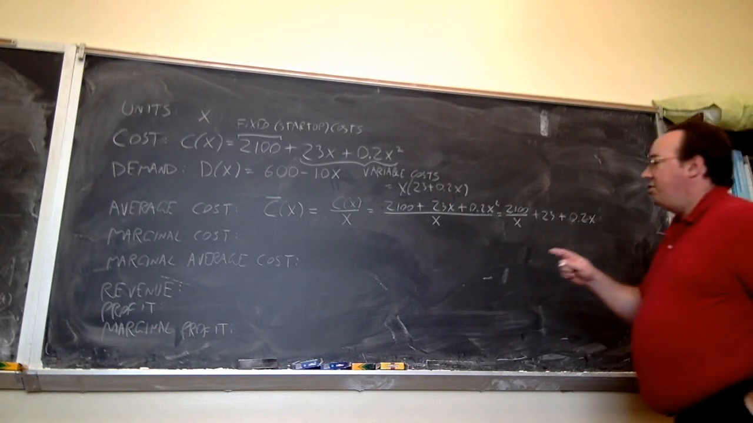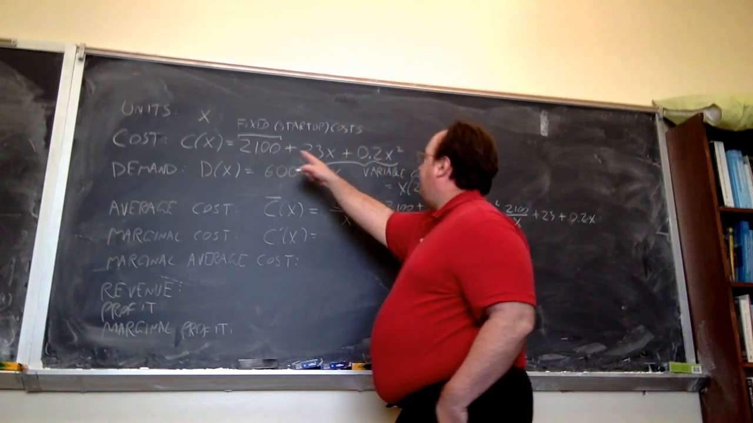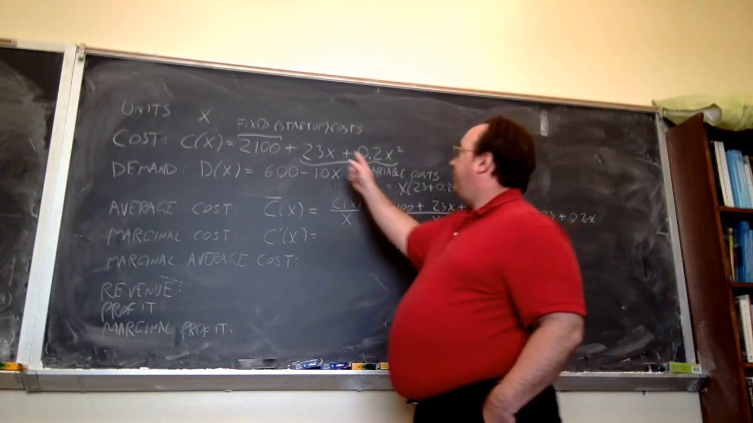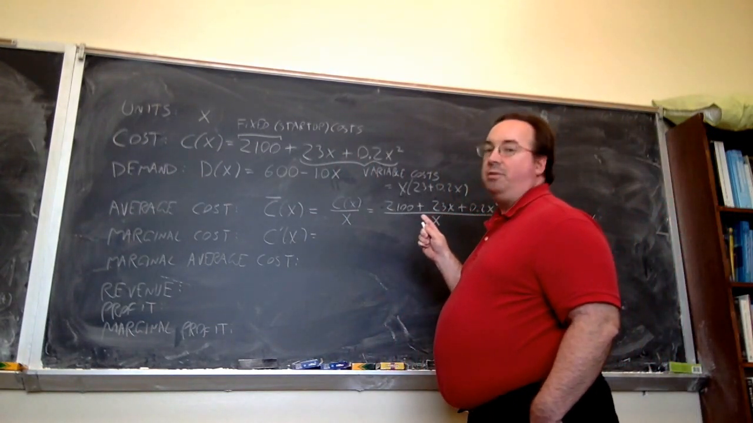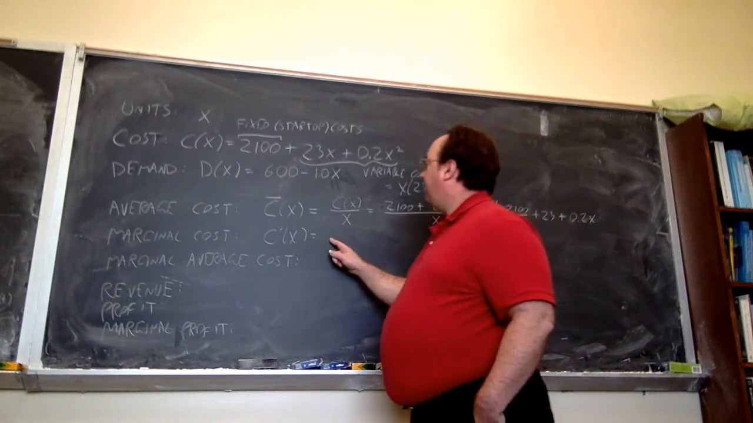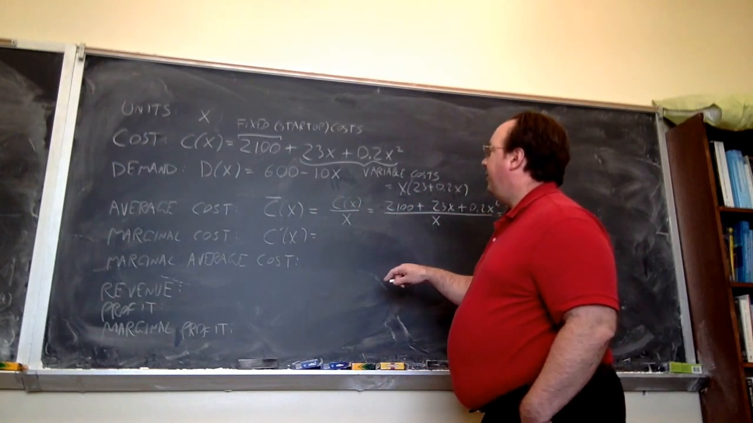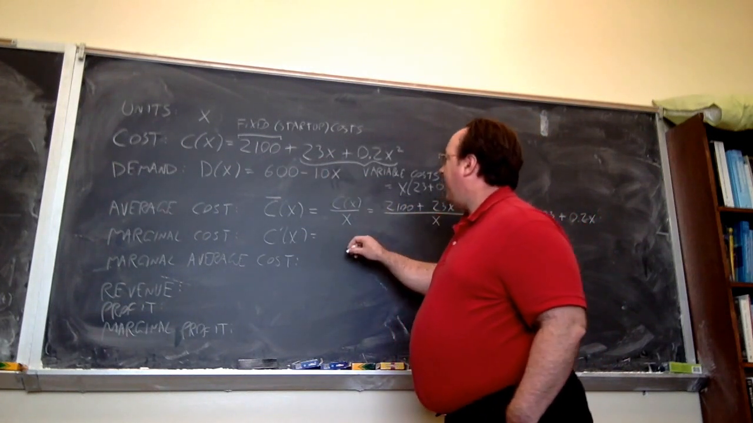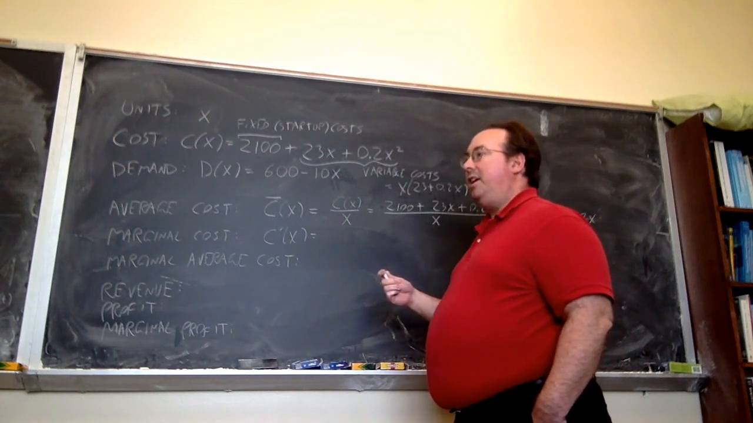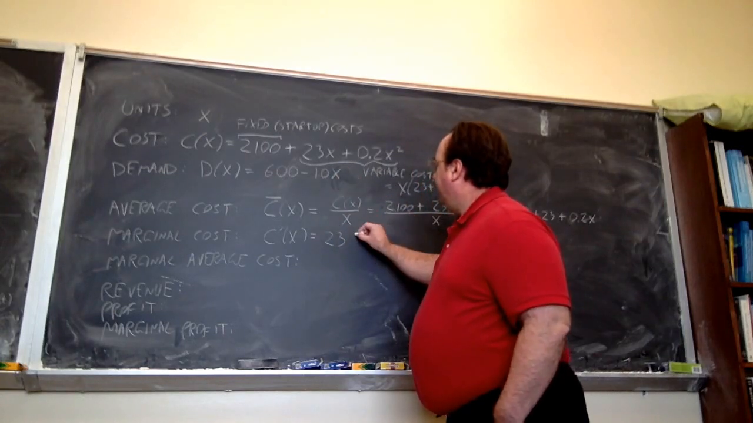Next, we have the marginal cost, c prime of x. So that would be the derivative of the cost function. So I could take the derivative of this just using the power rule. I could take a derivative of each of these three terms individually using a power rule and then add up the results. So first we have 2100, but that is a constant. The derivative of that is 0, so that will not be included in our derivative. And then we have 23 times x. The derivative of x is 1, so a derivative of 23 times x is just 23 times 1. So we have 23 for the first term.